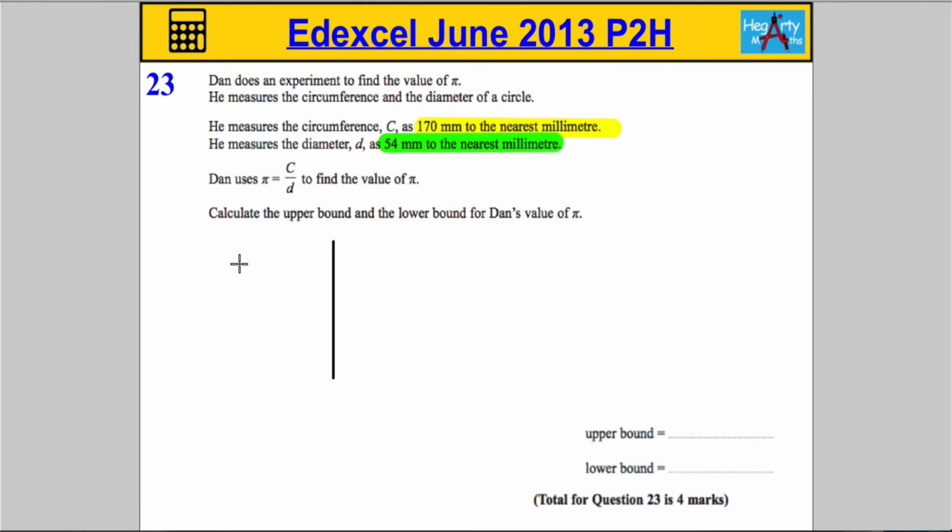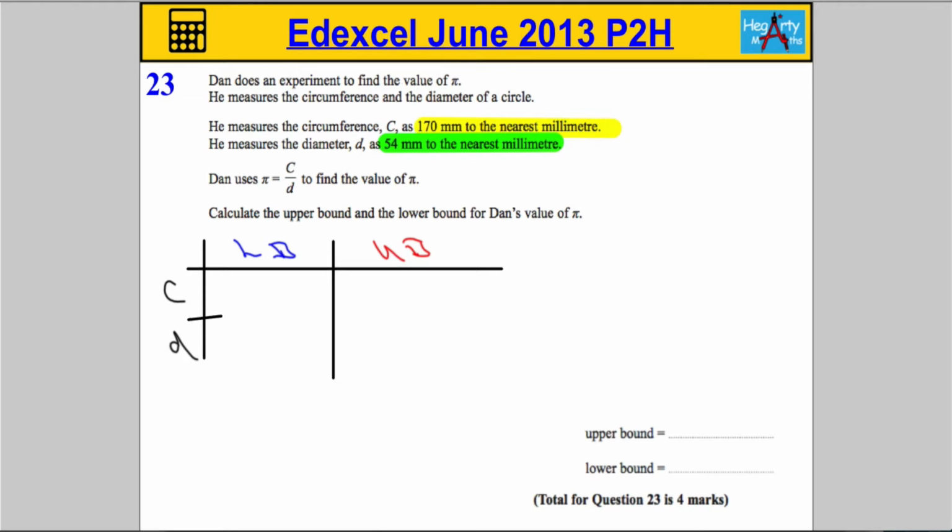So let's just do a little table here, and we're going to work out the upper bound and the lower bound for both the circumference and the diameter to start. So the upper bound and the lower bound. Okay, we're going to have to work that out for both the circumference and also the diameter.